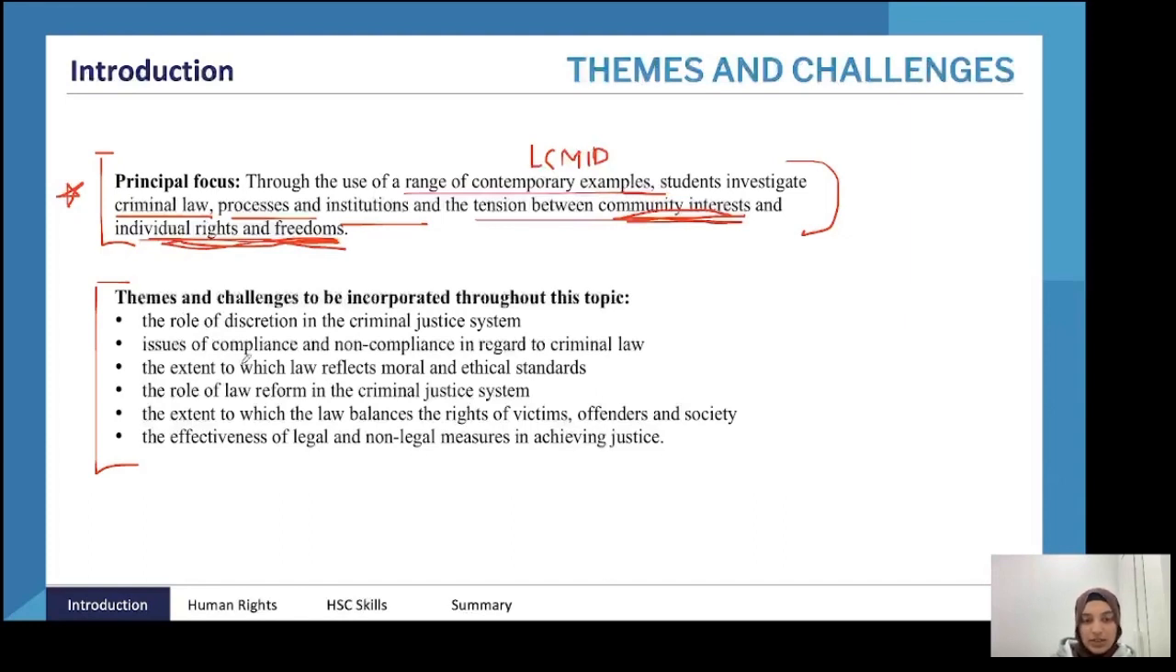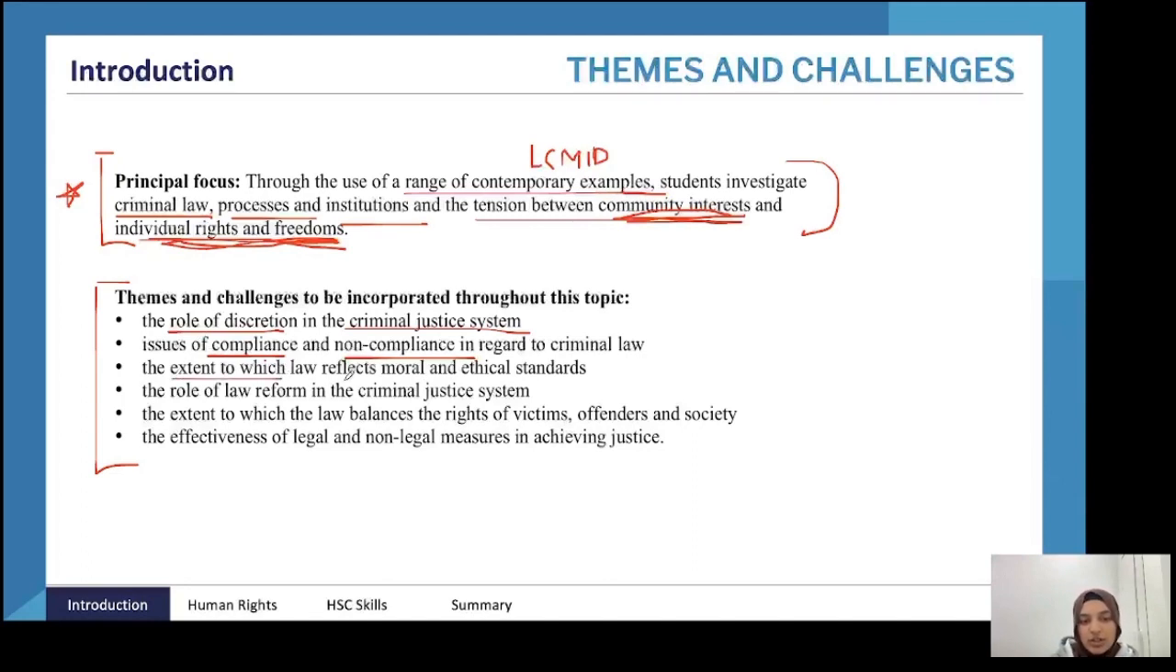Themes and challenges: the role of discretion in the criminal justice system. So the role of discretion throughout all the topics, try and figure out ways in which we can see discretion. So for example, in police powers, we can see discretion. Where do we see discretion in the court system, in the judicial system, etc.? Issues of compliance and non-compliance in regard to criminal law. So where can we see these issues arise? What do we think of the effectiveness of that?